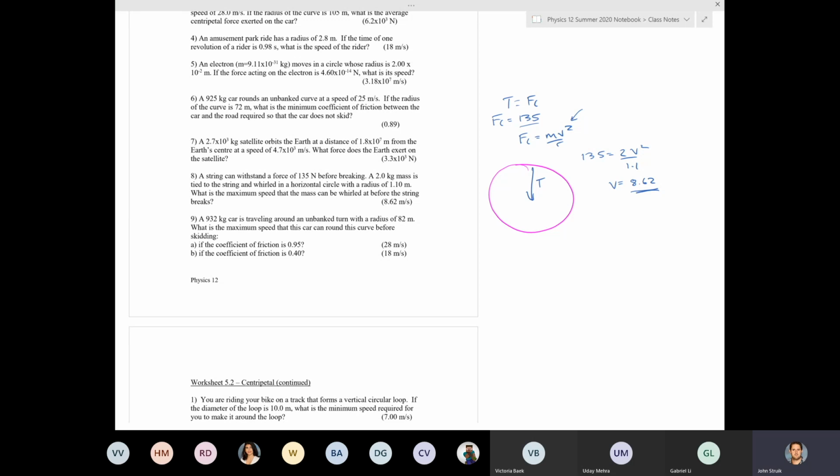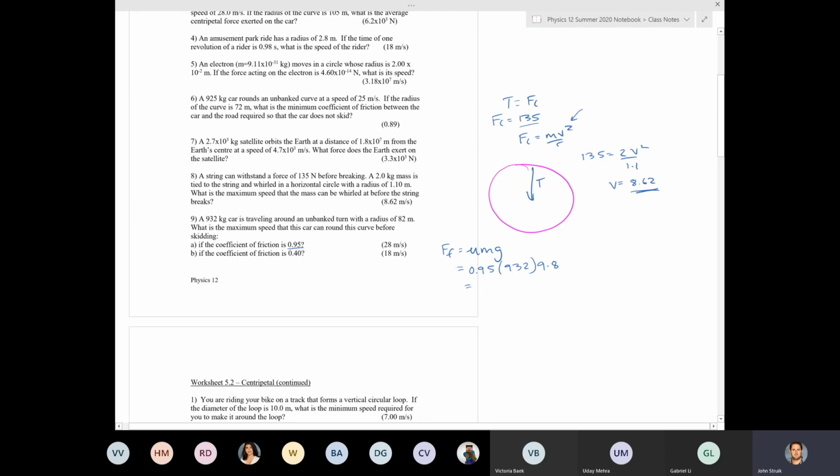Number 9, cars traveling around an unbanked curve. What is the maximum speed the car can go before skidding if the coefficient is 0.95? So it's unbanked, therefore FF is going to be mu mg because it's flat ground. And so we can find the maximum friction with 0.95. So that's going to be 0.95 times 932 times 9.8.